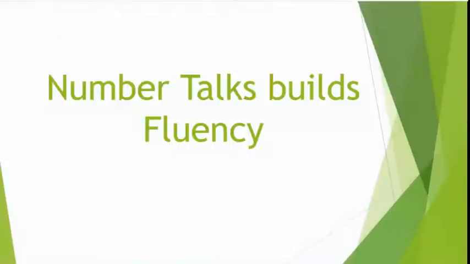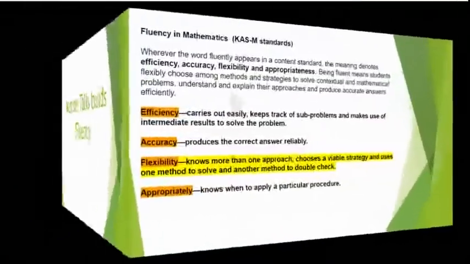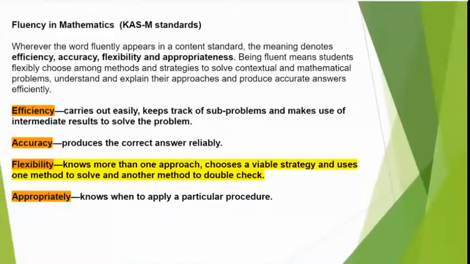Remember, Number Talks builds fluency, and here's why. When we think about the definition of fluency that comes with our Kentucky Academic Standards and the math standards, this is really a key piece. This is the language that is directly taken from the standards. There are 4 components of fluency. And sometimes people think fluency is just fast. It's not about being fast, but about being efficient, carrying out and keeping track of the problems and making use of results. So which is going to be the most efficient?